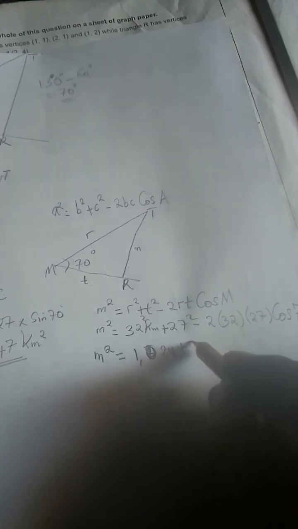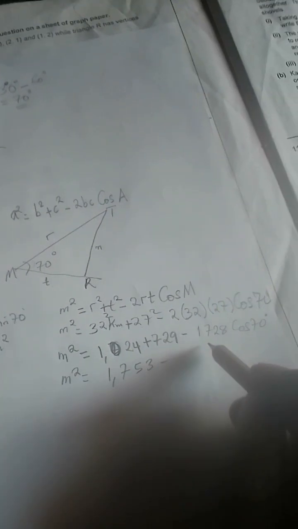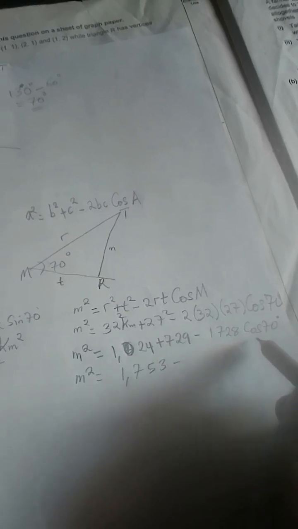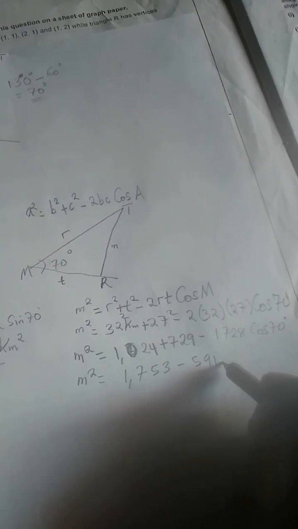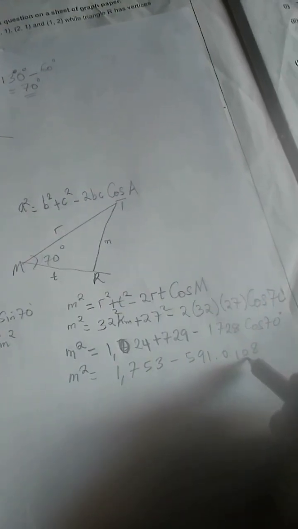What you get there is 1,024. If you square 27, what you get there is 729, minus, if you multiply these ones here, what you get is 1,728, and cos 70 will remain there. And then when you add these ones, you have 1,753 minus, when you punch this one on a calculator, what you get is 591.0108. If I round this off, this will give me a 1.